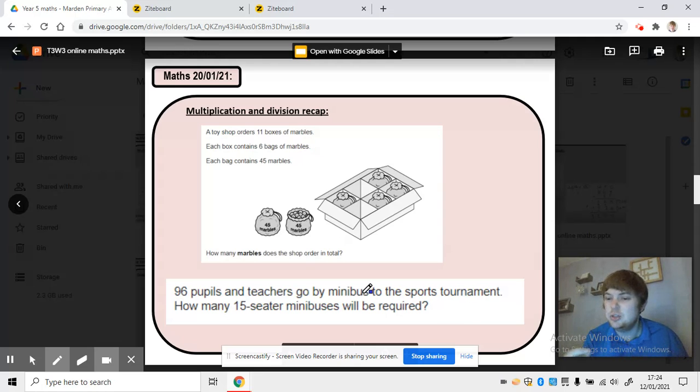Because we're looking at the individual marbles, so we know our number is going to be quite sizable. So we just now need to establish what our multiplication is. And we can see we've got a toy shop with 11 boxes. Each box contains 6 bags, and each bag contains 45 marbles. So if we've got 11 boxes and each box contains 6 bags, I need to work out how many bags in those 11 boxes. And we can do that by doing 11 multiplied by 6, which we know is equal to 66.